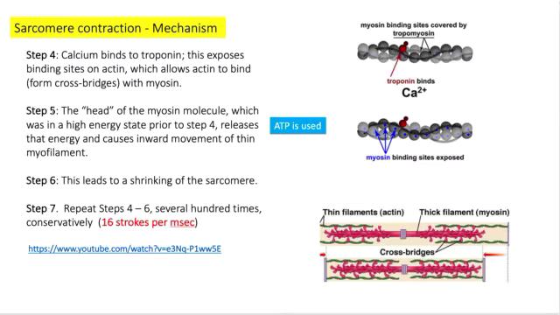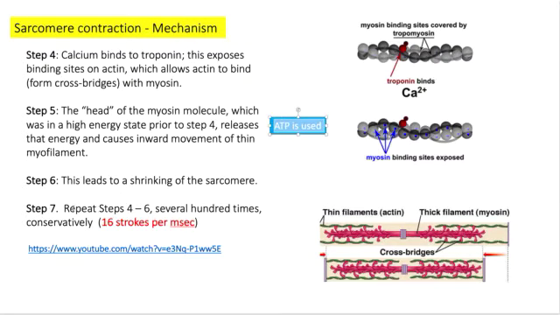And the cross bridges are produced from a head on the myosin molecule, which was in a high energy state prior to step 4, and releases that energy and causes the inward movement of the myofilament. And it's important to remember that to get in this high energy state, ATP is used. And you'll see this in the videos. Here's one video. This leads to shrinking of the sarcomere.